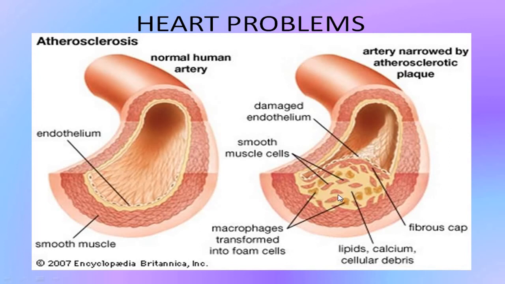Later on, calcium, cell debris, and fibers start to deposit in it, resulting in the hardening of that plaque and in the hardening of the wall of the vessel, which is called arteriosclerosis.